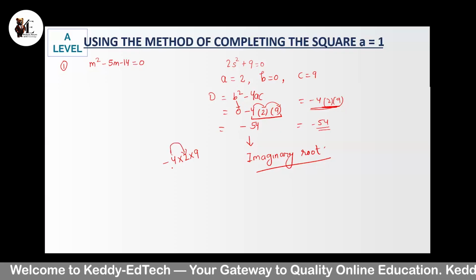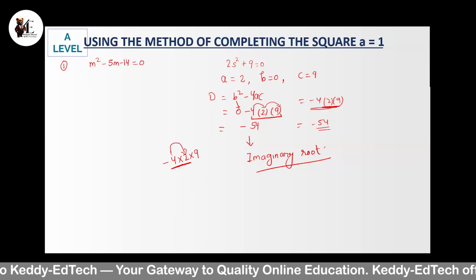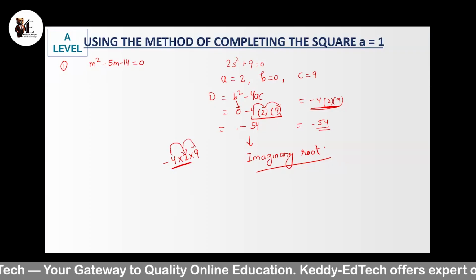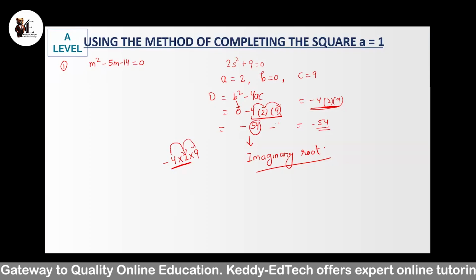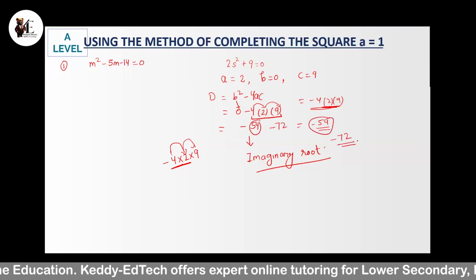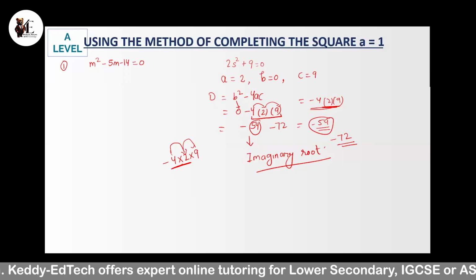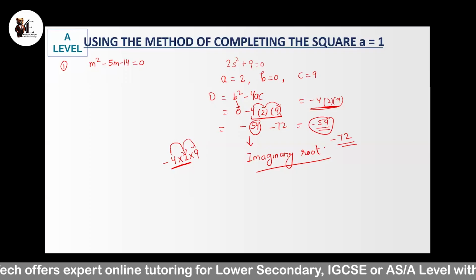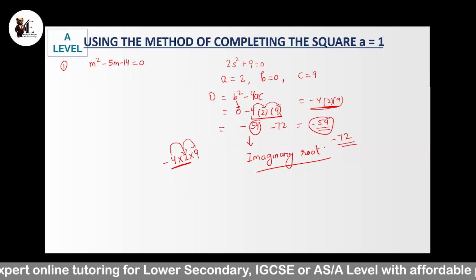Yes, it is negative 72. 4 into 2 will be 8. I was taking it as 6. I was adding them. 4 into 2, 8, and 8 into 9, 72. Negative 72. Oh my gosh, I got so scared. I was like, how? Okay. Still, it has imaginary roots because the discriminant is negative.